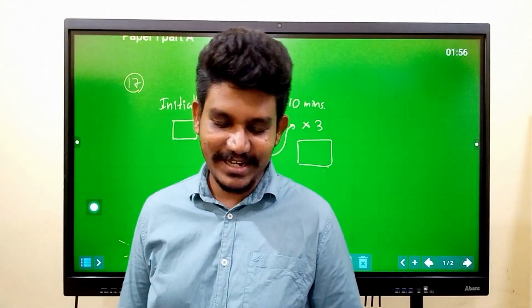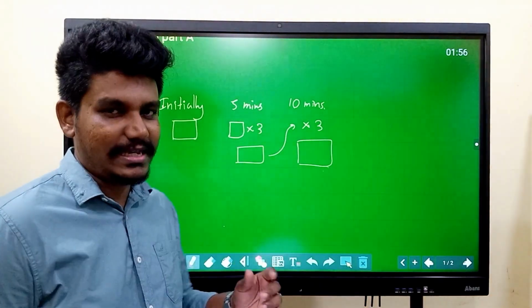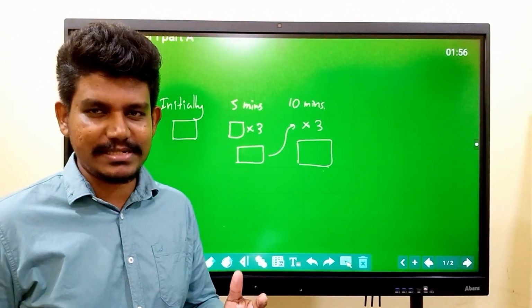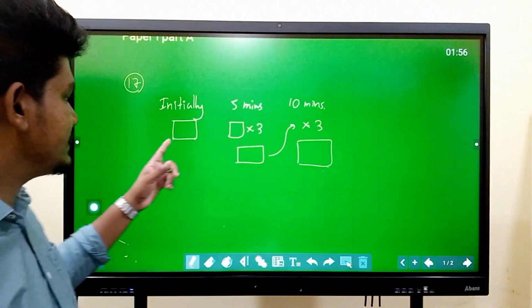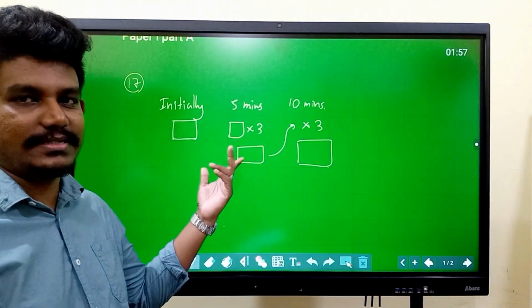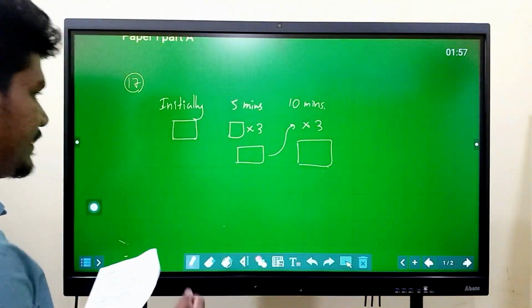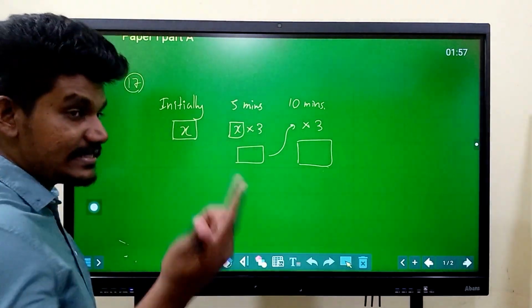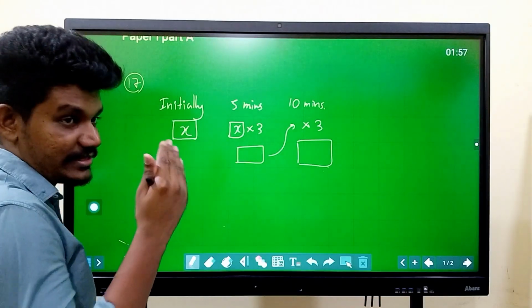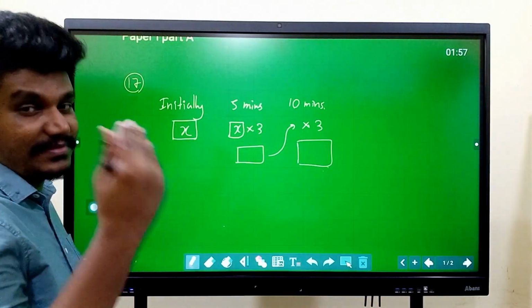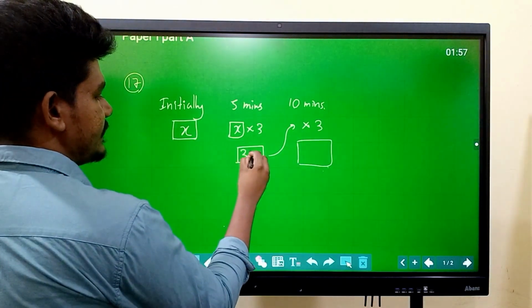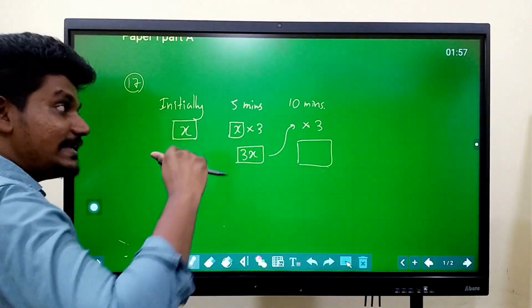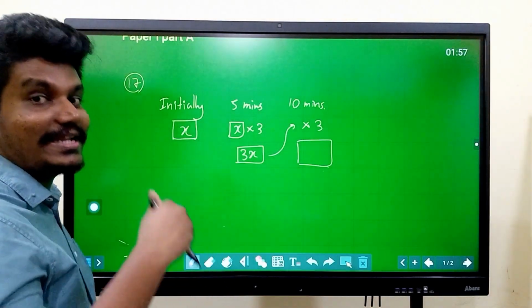Question number 17. Look at this. Here's what happened. We can apply geometric progressions, or else we can do it like this. Let's say initially we have a certain number of ants, right? Let's say we have x number of ants there, then it should be thrice, or 3 times, after 5 minutes, right? Then it will be 3x now, right? Then in the next 5 minutes, it will be thrice again, no?